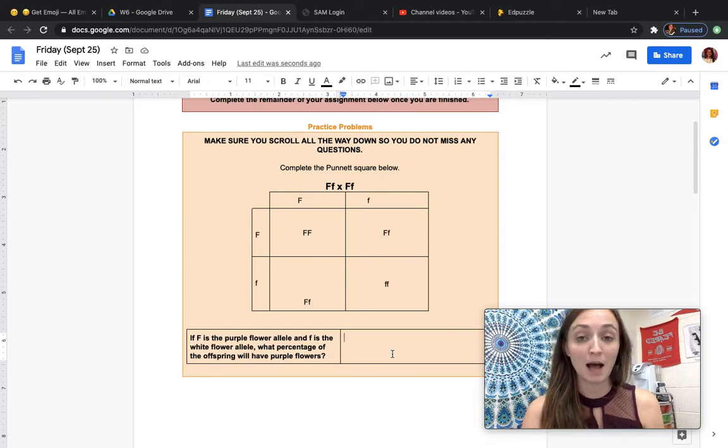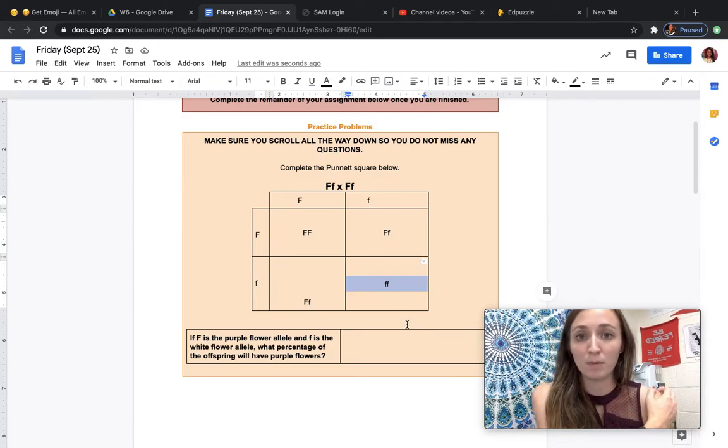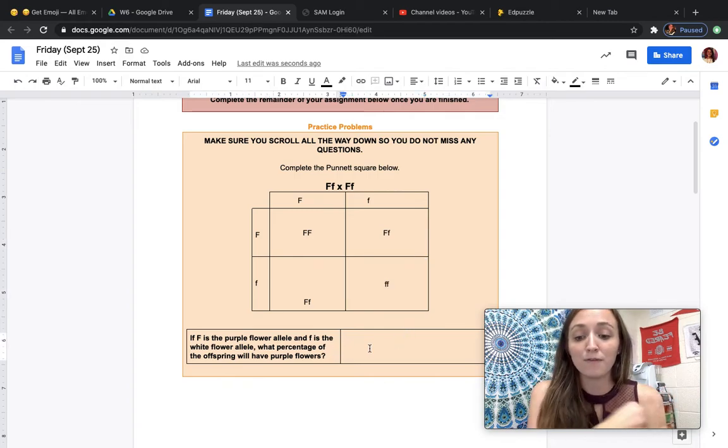So for a dominant allele, you only need the one to be present for it to be shown in the phenotype. So here we have a dominant allele, so there's one. A dominant allele, there's two. Here's the third one, and this one doesn't have any dominant alleles, so it's not going to be purple. It's going to be white, which is recessive. So we have 3 out of 4, and that percentage is 75%.